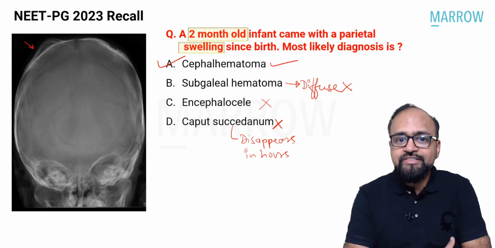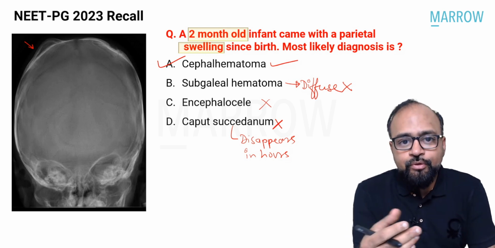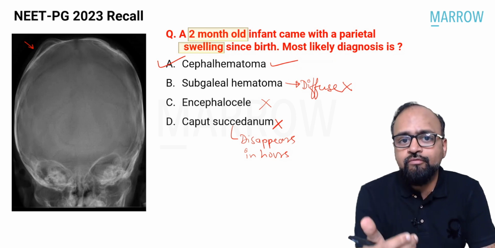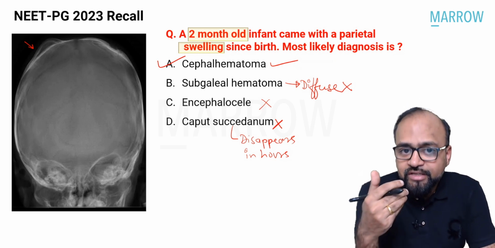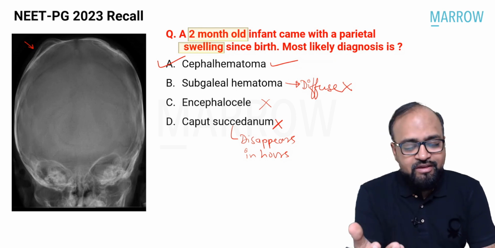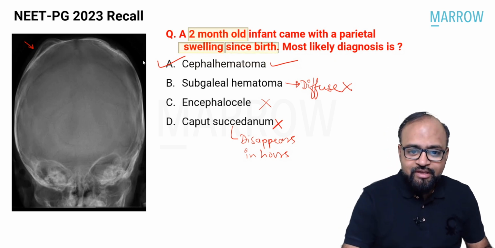Right. So what we have done here is that we have studied these 4 causes of pediatric cranial swellings. We've looked at what they are, how they are formed, why they are formed, what is the extent, what is the clinical course, and then we have tried to rule out the options. The answer that remains here is a cephalohematoma. This is what it looks like. Yes. So this is cephalohematoma.